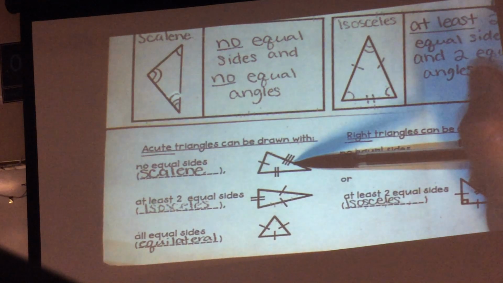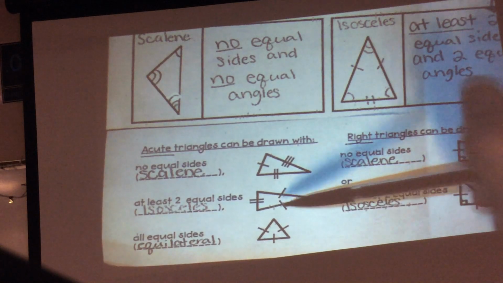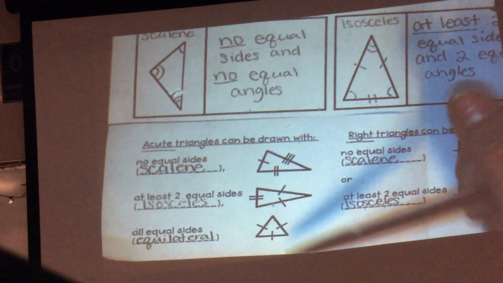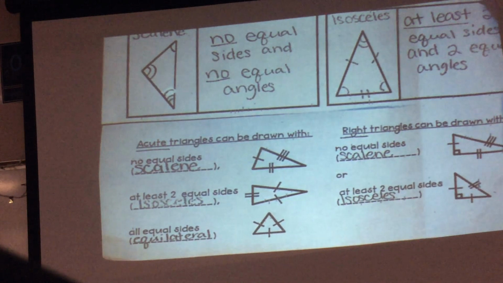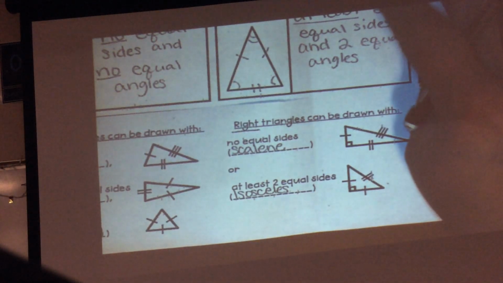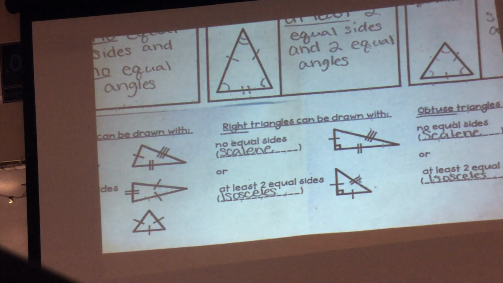Scalene, no sides. Isosceles, at least 2. Equilateral, all sides. Questions on there? Right triangles can be drawn with scalene or isosceles.